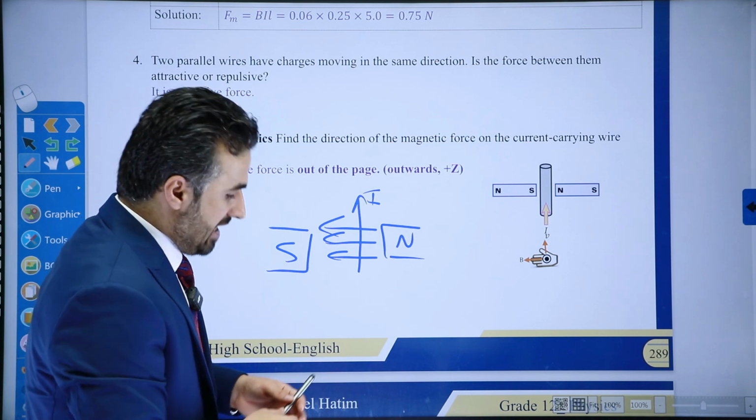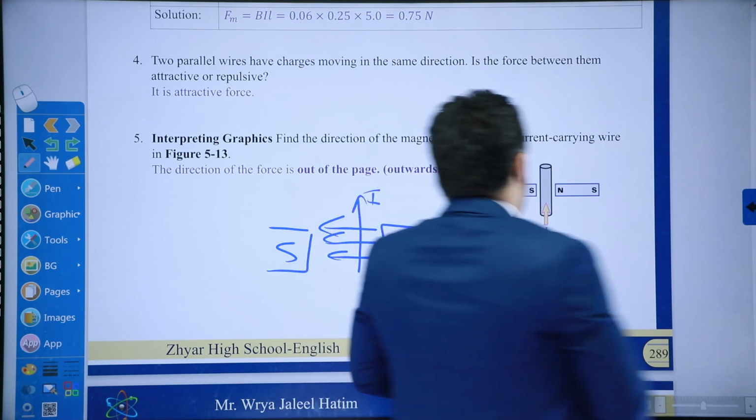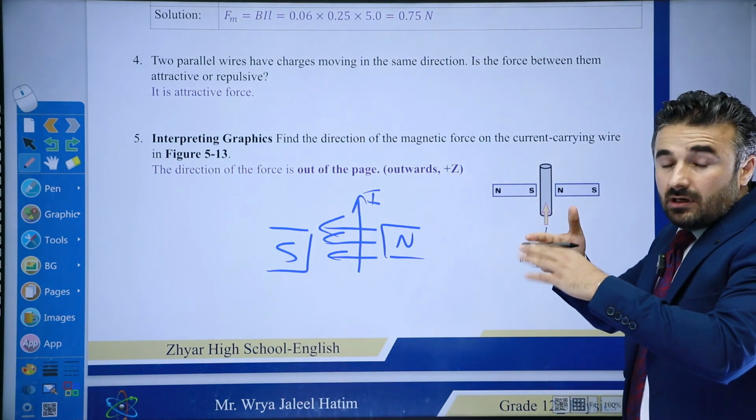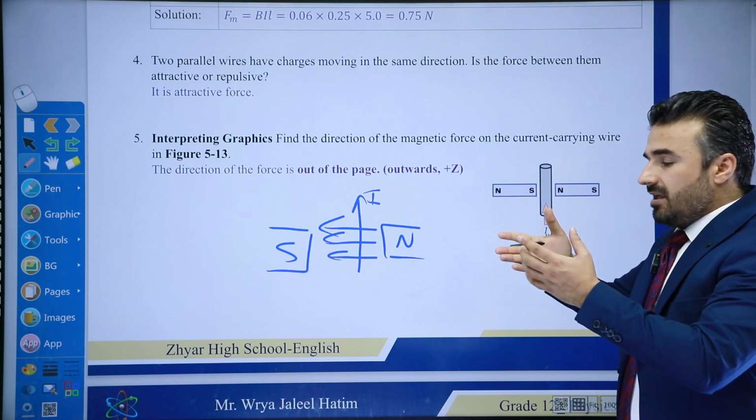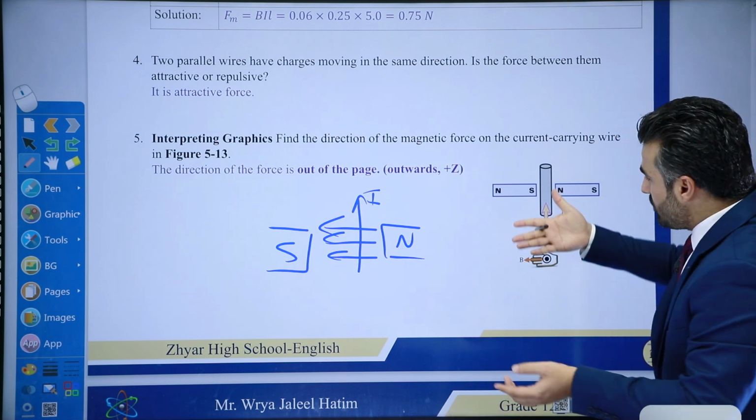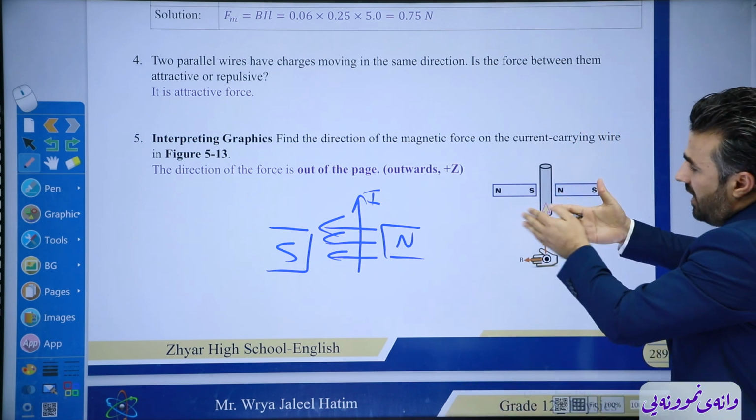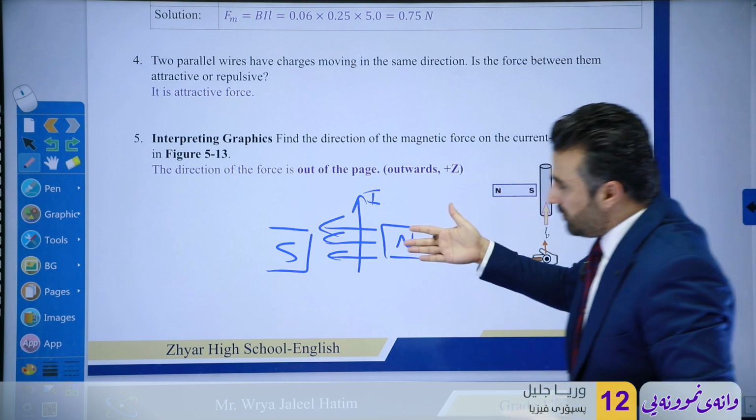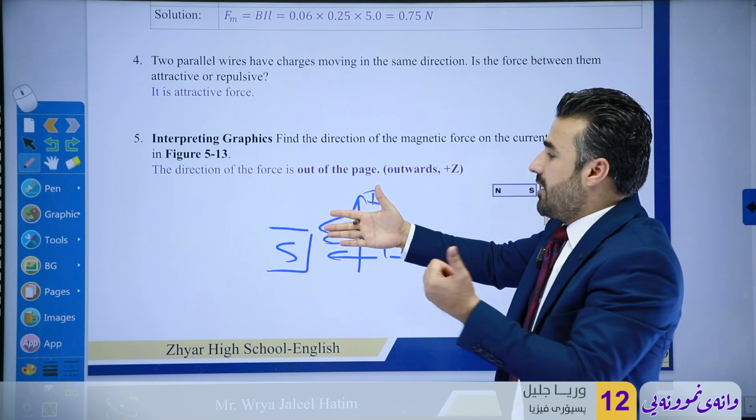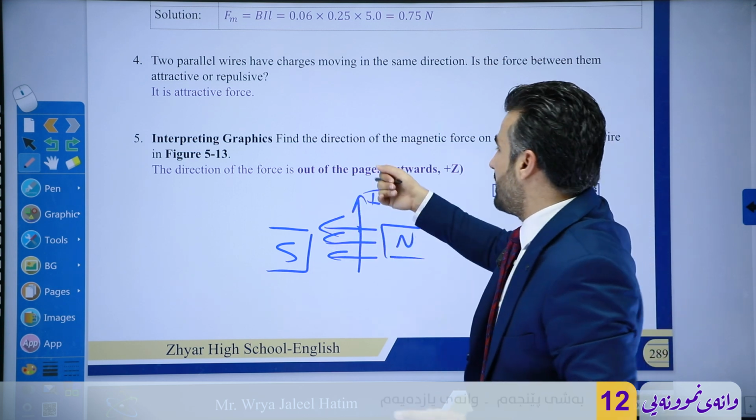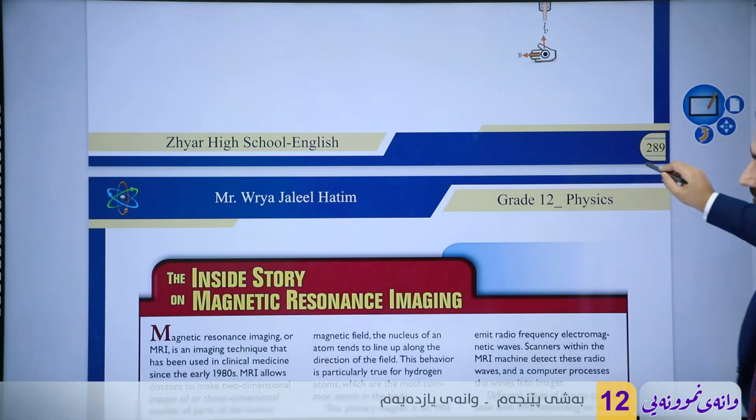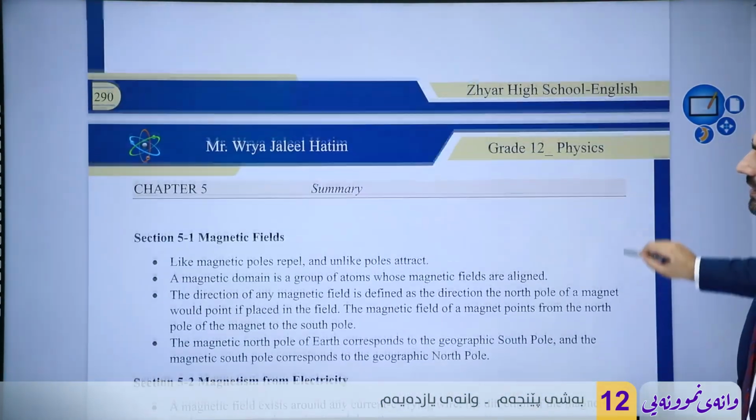So using this, watch. This will be the direction of the current, this is the direction of the magnetic field, and this is going to be the direction of the magnetic force on the wire. If the current is moving upward, and this is the direction of the magnetic field, which goes from north to south, there will be a force on the wire, which is going to be outward, or in the positive z direction. Okay, that's not much of a big deal.